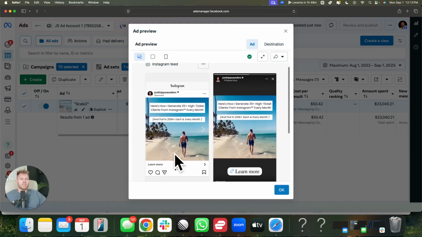So this is a carousel. Here's how I generate 25 plus high ticket clients from Instagram every month and pull 250K each and every month, 250K plus each and every month. The first thing I did on here is I didn't start with this type of ad as a hook right here. I actually tested this hook on multiple different ads and I found that this was a winning hook. So I took the winning hook and put it over here.